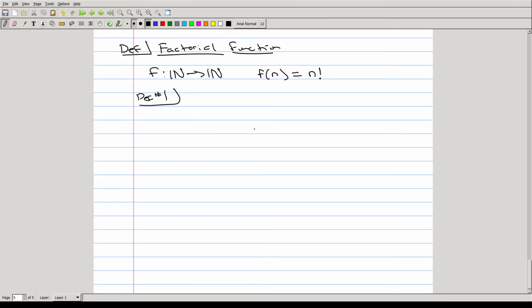One definition is just define it directly as a piecewise function. This is 1 if n is 0, and the product of all integers up to and including n if n is greater than or equal to 1.